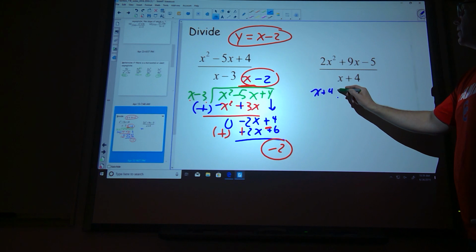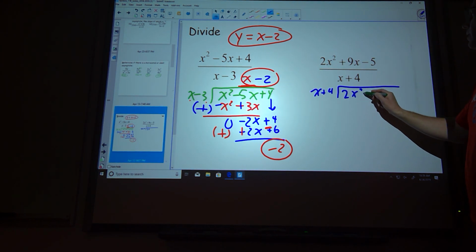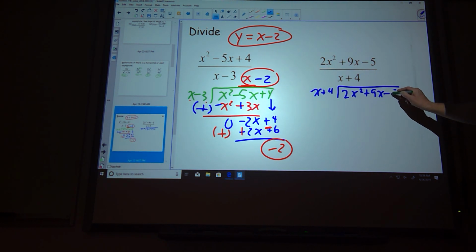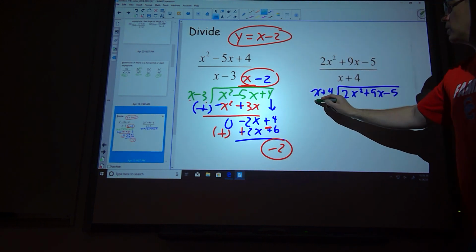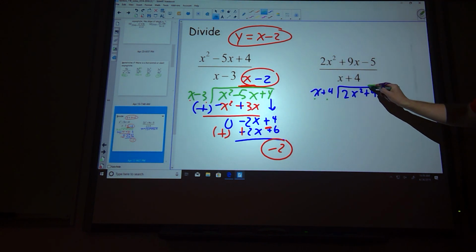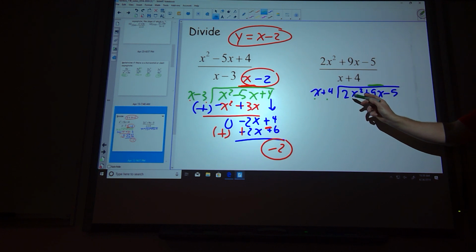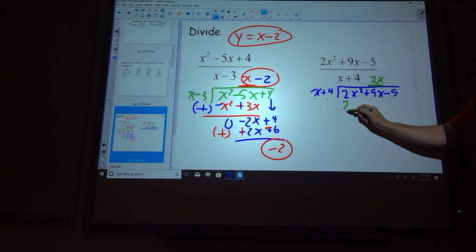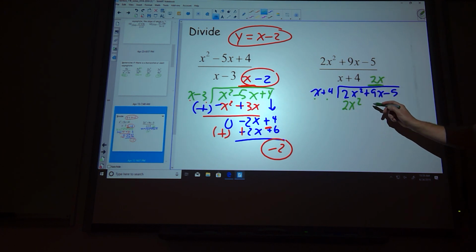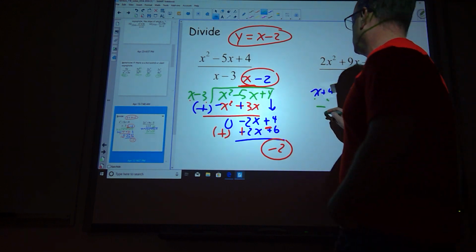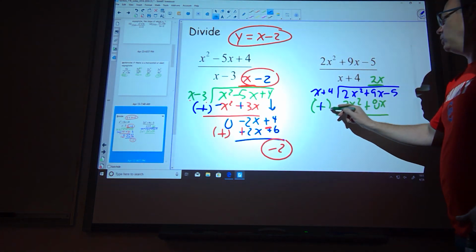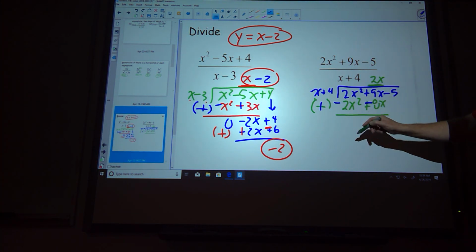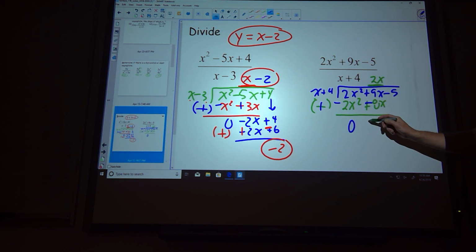So same thing with this one. X plus 4 into 2x squared plus 9x minus 5. Again, I have two terms, so I'm going to start here. Okay, what times x gives me 2x squared? And that should be 2x, I think. 2x times x is 2x squared. 2x times 4 is 8x. Again, I'm subtracting these. So if I subtract them, change that to plus, change that to minus, minus. Those cancel. That gives me 0. That gives me positive x minus 5.